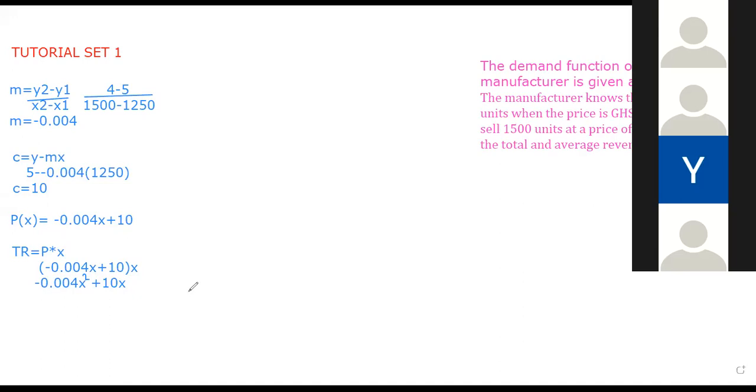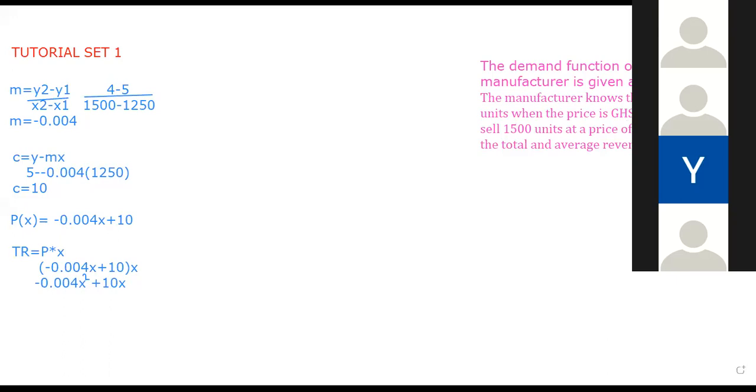The question says we should find the total revenue and the total and average revenue functions. Okay, that's the question. So how do you find total revenue? We know total revenue is price times quantity. But they haven't given us the price. They said that the demand function of a product for a manufacturer is given. So they have given you P of X equal to AX plus B. This is general, not specific. But they have given this to you in this form for you to know that the demand function is a linear function.